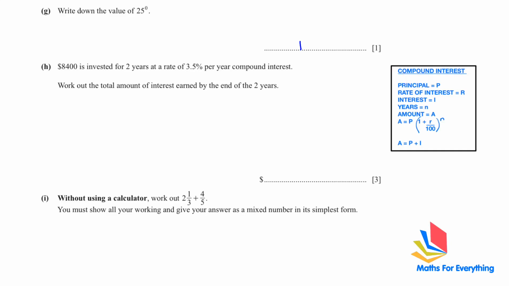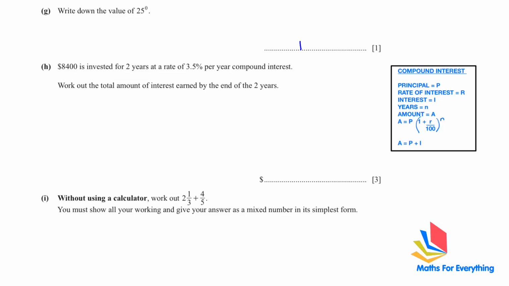Compound interest: A is equal to P bracket 1 plus R over 100 to the power of N. A is the total amount we'll get at the end of the investment. Principal is P, that is your starting amount. R is your rate of interest. I is interest. Years is N. When we want to find the total amount, we use this formula.